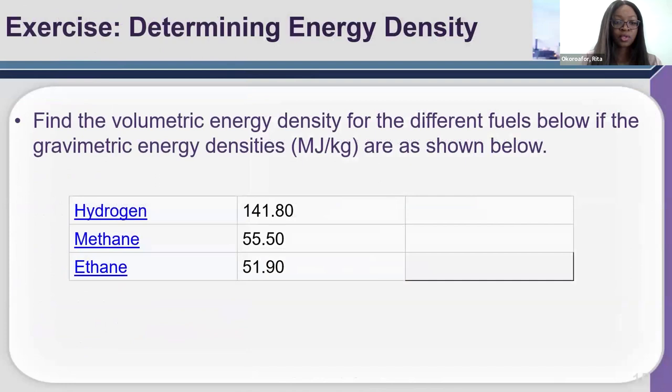So let's look at this. So these are different energy densities for hydrogen, okay? So we have, for different fluids, for hydrogen, 141, methane, 55.5, and ethane. So basically, we want to find what the volumetric energy density is for these different fluids and talk about them. There's a hand raised. Do you have a question? That is Mahmoud. If you have a question, please type it in the Q&A session.